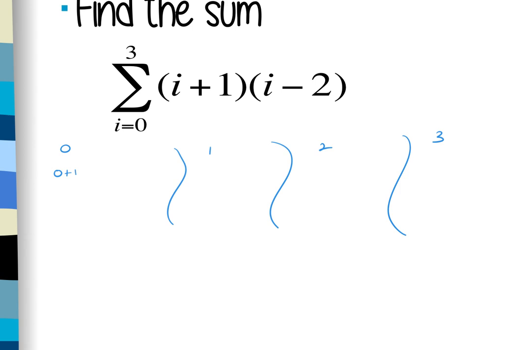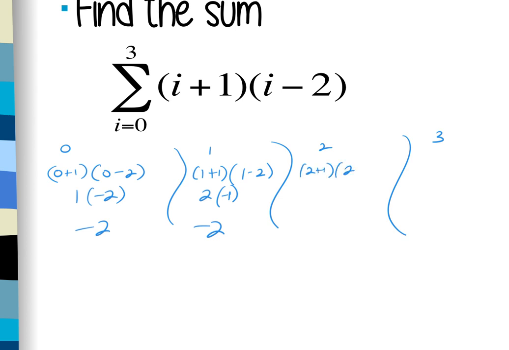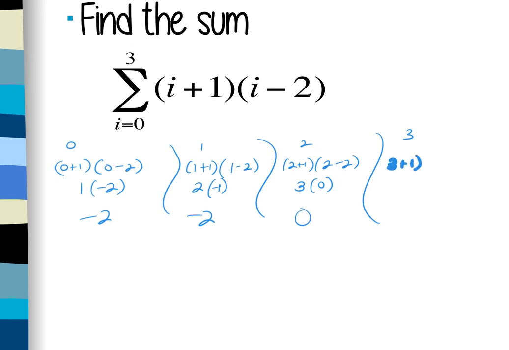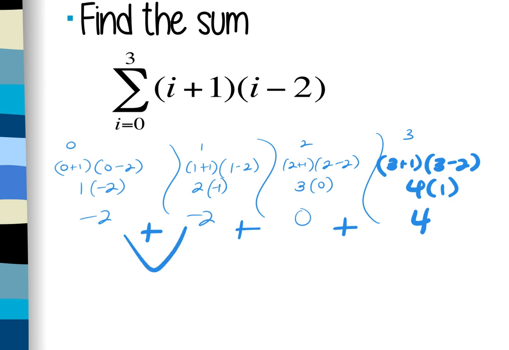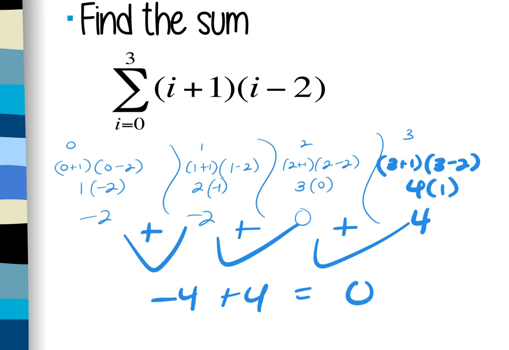So 0 is 0 plus 1 times 0 minus 2. 1 times negative 2, which is negative 2. 1 is 1 plus 1 times 1 minus 2. 2 times negative 1, negative 2. 2 would be 2 plus 1 times 2 minus 2. 3 times 0, which is 0. And 3 is 3 plus 1 times 3 minus 2, 4 times 1, which is 4. And then we add them all together. Negative 2 and negative 2 is negative 4, plus 0 stays the same, plus 4. And I actually get 0. The sigma is what tells you what to do.